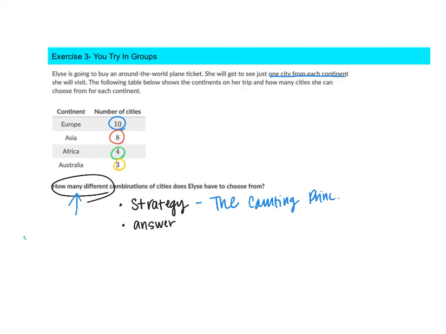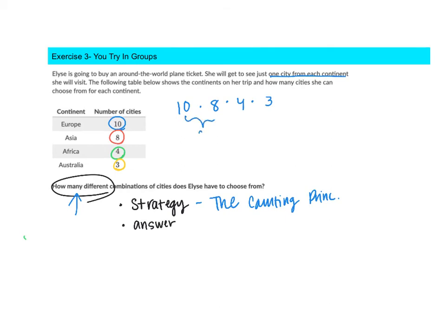And the reason being is we can't do a table, right? There's more than 2 variables. And to do a tree diagram is just kind of unnecessary at this point because we just need the number of options. Okay, so let's go ahead and figure this out. We have 10 choices for Europe, 8 choices for Asia, 4 for Africa, and 3 for Australia. And we're just going to multiply these out.